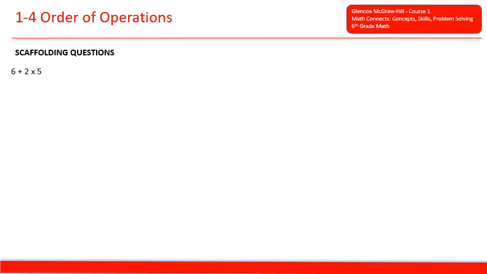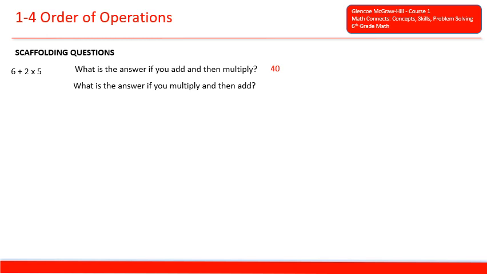Scaffolding questions. We have 6 plus 2 times 5. What is the answer if you add and then multiply? So if we add it, 6 plus 2 is 8 times 5 equals 40. What is the answer if you multiply and then add? So if we multiply first, 2 times 5 is 10, plus 6 is 16. Which answer is correct?